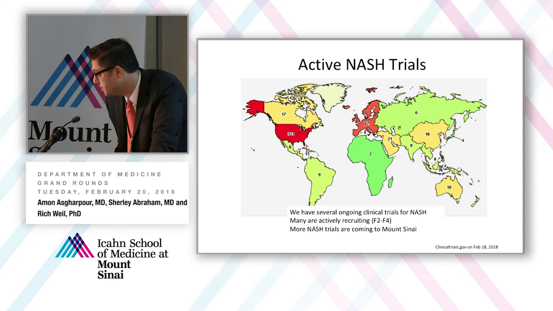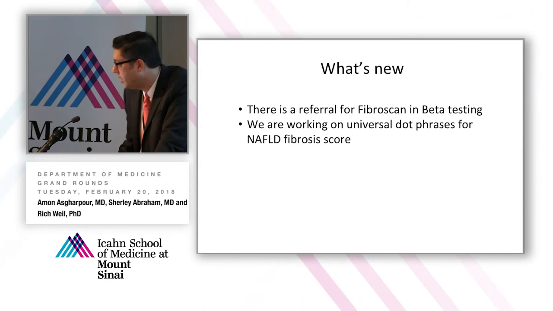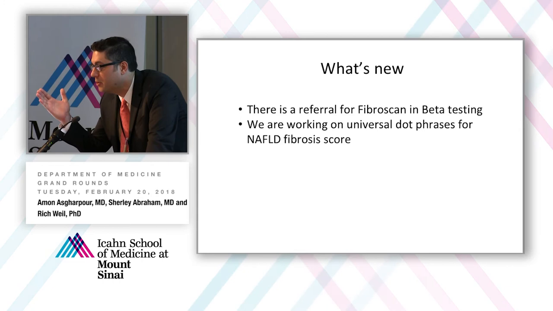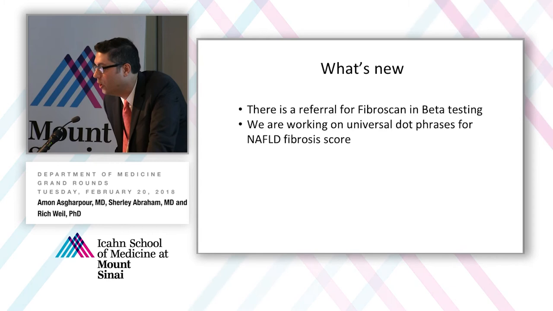So what's new? There's a referral for FibroScan and beta testing, and one of your co-residents, Robert Dewar, is helping out significantly on this. It's not quite ready for prime time, but we're hoping it'll be ready in the next couple weeks. We're also working on dot phrases, so that NAFLD fibrosis score and the FIB4 score for you guys to easily use in clinic to help us stratify. And we were going to have it set up so it just spits out not just the number, but it interprets it for you to give you an idea of what to do. So that's something that we're actively working on.